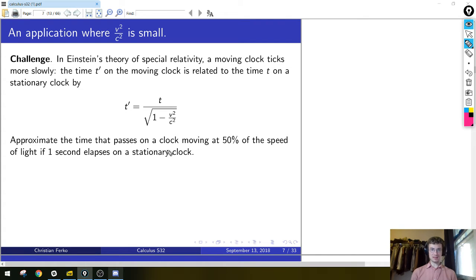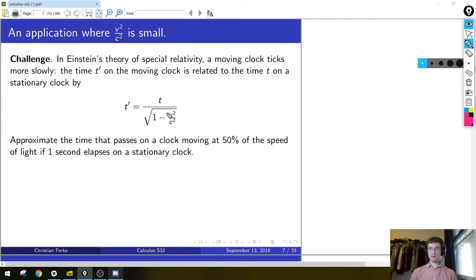And the equation for the time which elapses on the moving clock and the time which elapses on a stationary clock is given by this. T prime is the time on the moving clock, equals t, the time on the stationary clock, divided by the square root of 1 minus v squared over c squared. So what is this? V is the speed, or the velocity, if you will, of the moving clock, and c is the speed of light.